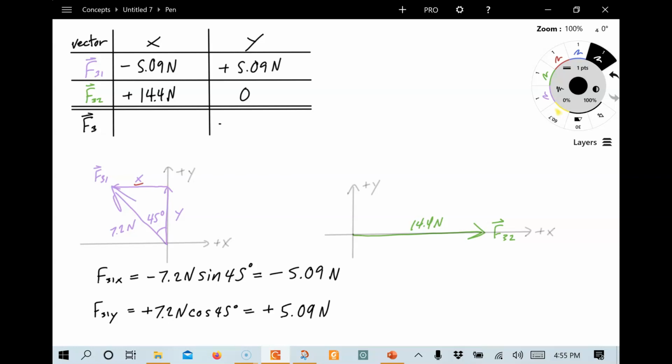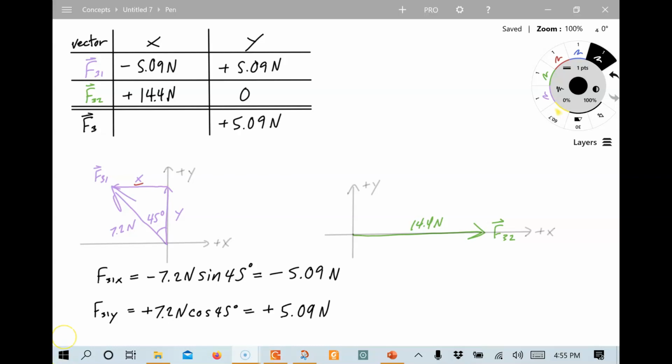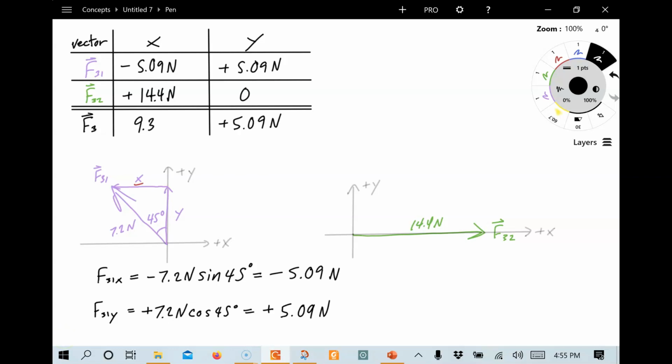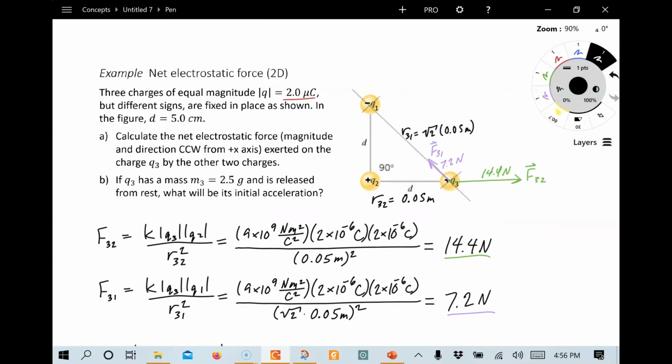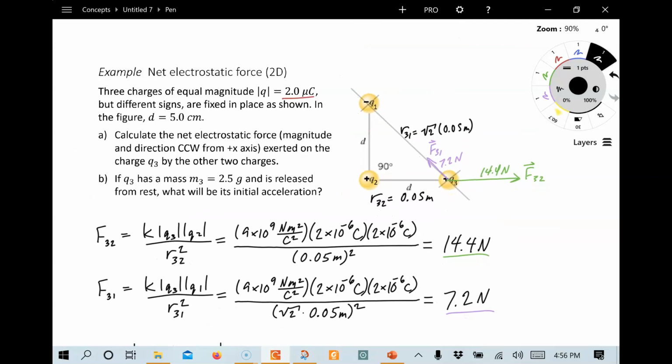And now we're going to add. This one's simple, to add the y components, the two points in the column there, add a 0 to it, and you still end up with that number. And the other one we have 9.31 newtons. So in a sense, we figured out the components, the net electric force components, F3x is equal to 9.31 newtons, and F3y is equal to 5.09 newtons.